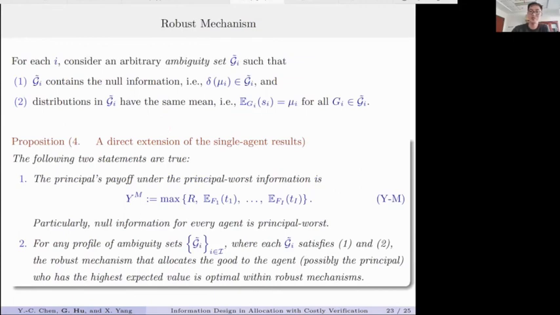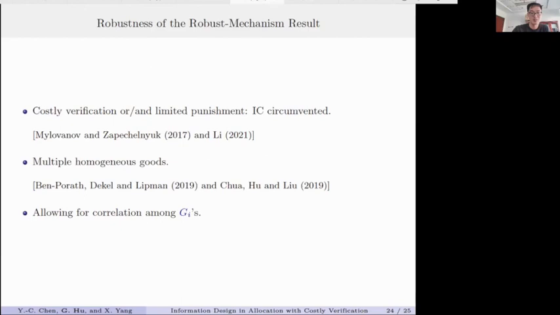And the principal worst information and robust mechanism design is largely the same as before, with more involved proofs. Okay. The robust mechanism design result is actually robust in another sense, as the result can be applied in different settings, variations of BDL's paper.